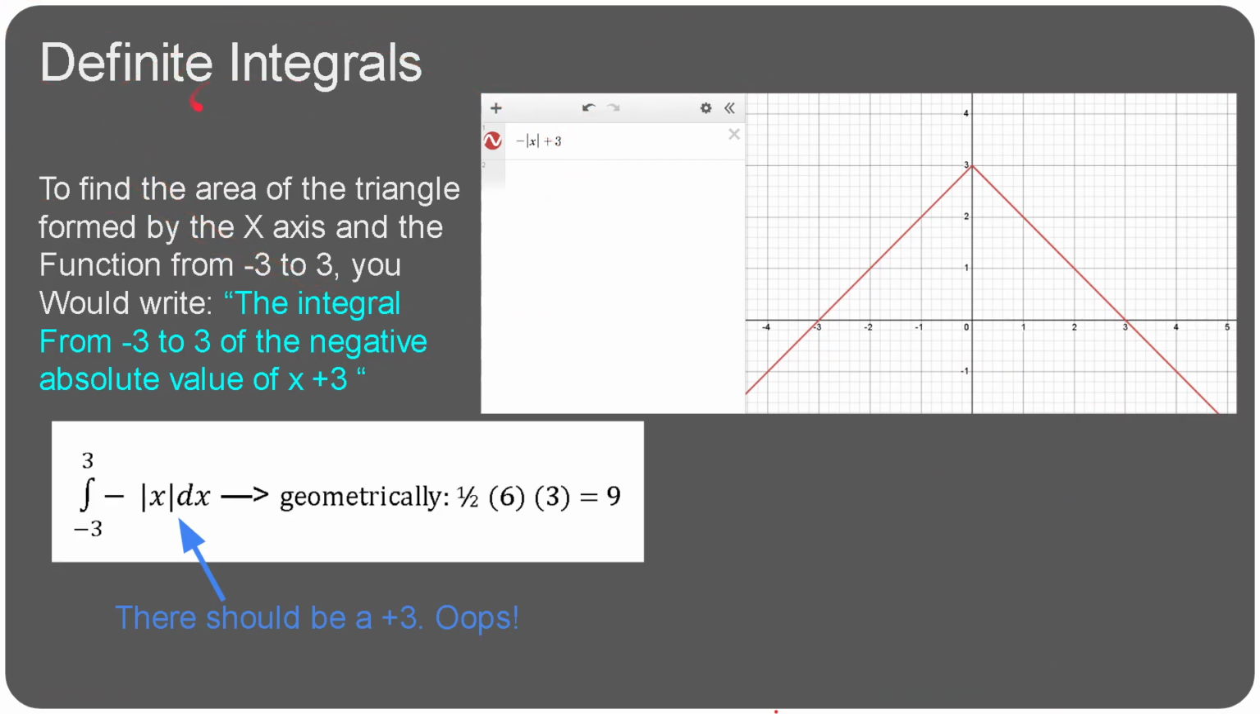So to keep on going with definite integrals, to find the area, let's take a look at this. It's a triangle, and you're going to find the area from -3 to 3, so from here to here. This is an absolute value function, and you would say the integral from -3 to 3 of the negative absolute value of x plus 3. And when you do that, you can find it geometrically, and you can find that the area underneath this curve is equal to 9. This is just a base width of 6 and a height of 3. So it's just a triangle.